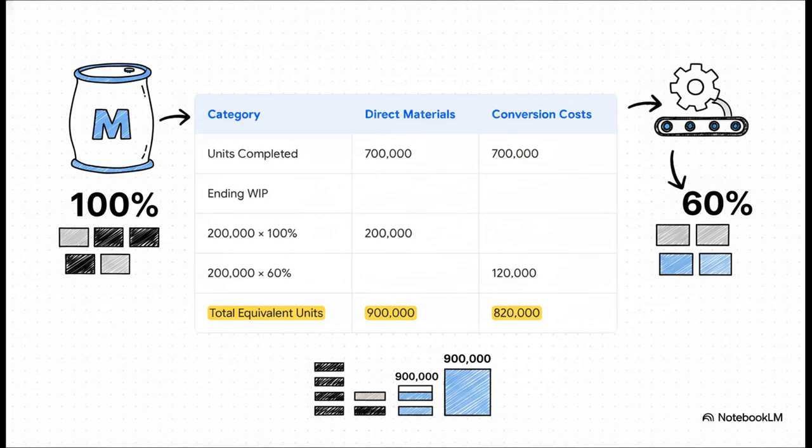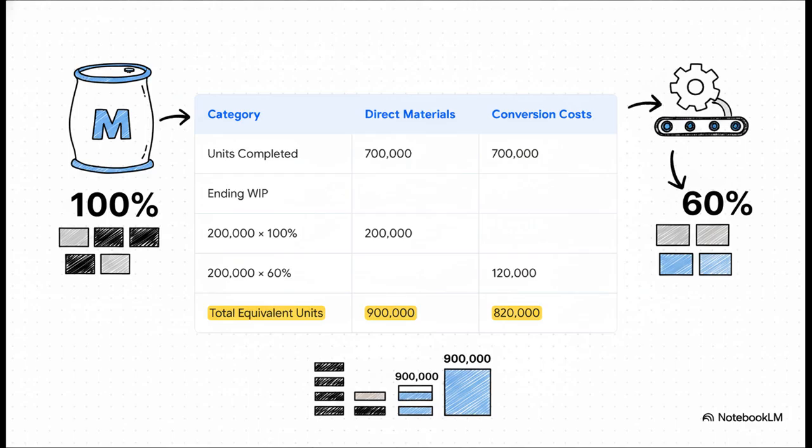Okay, let's plug in the numbers for Williams Waffle. And remember that key detail about different completion percentages? This is where it matters. We have to do this calculation separately for materials and for conversion costs. Let's start with materials. We have 700,000 units that were completed and transferred out. To that, we add the ending WIP. That's 200,000 units, and they are 100% complete as to materials, so that's another 200,000 equivalent units. 700,000 plus 200,000 gives us a total of 900,000 equivalent units for materials.